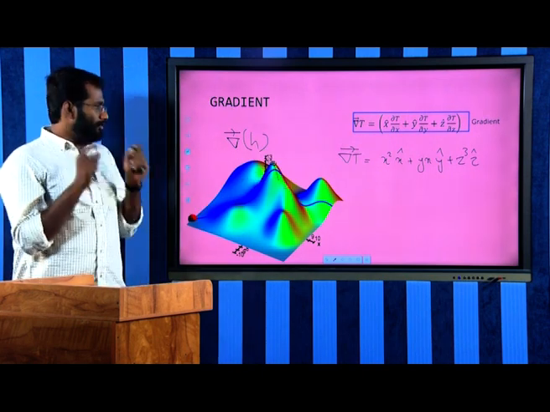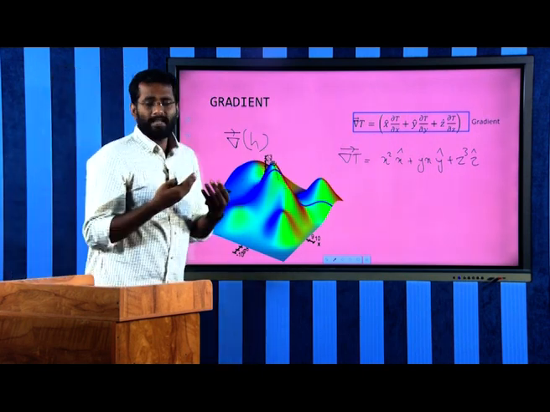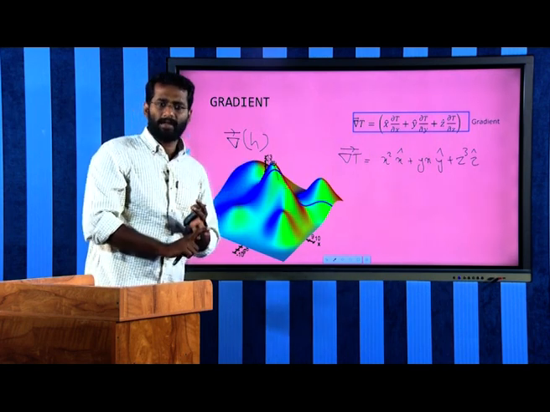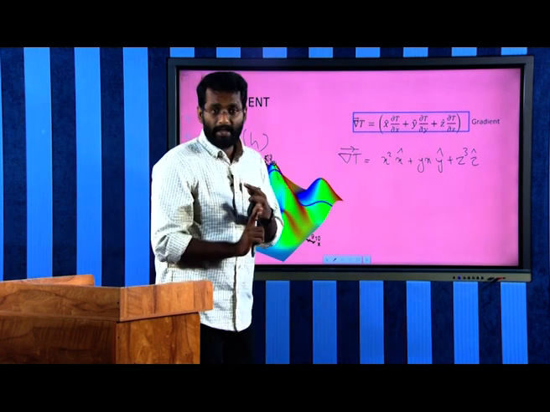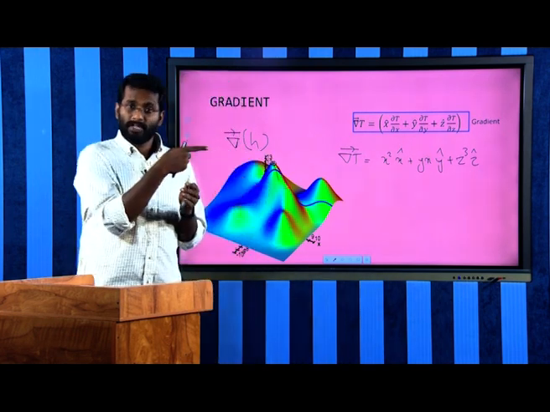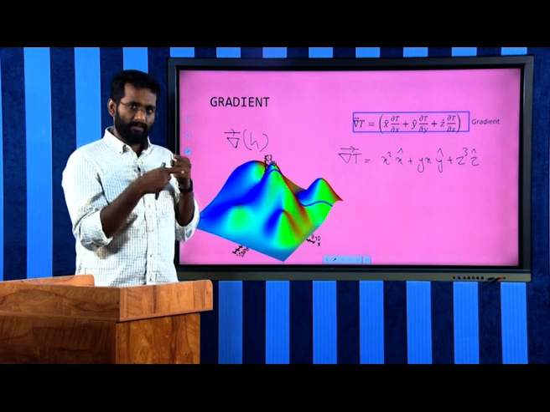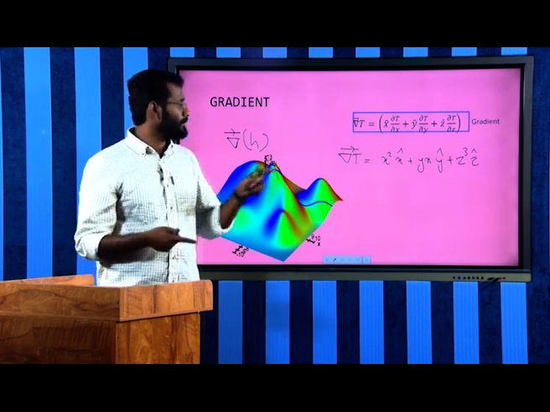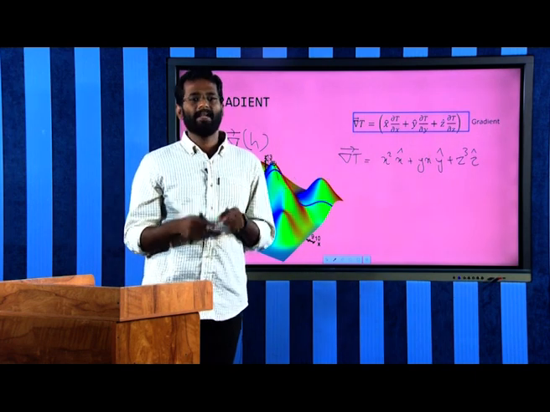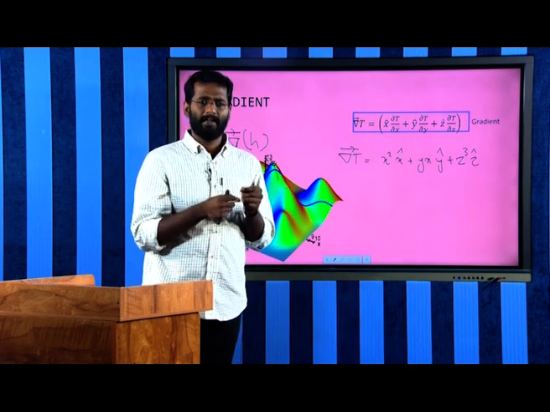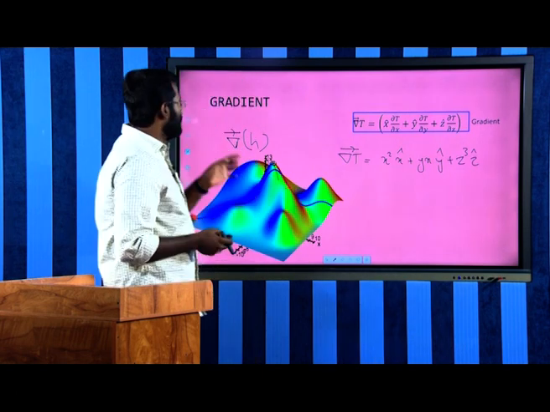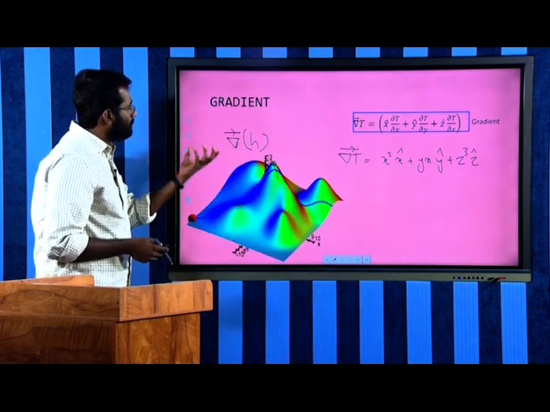So you can calculate del T, that is the gradient, not only for this height, you can calculate it for temperature. When we calculate it for temperature, it will show the direction in which the maximum change of temperature occurs. That will be shown by del T, and the rate of change of that will be given by its magnitude. That is the meaning of the function called a gradient.